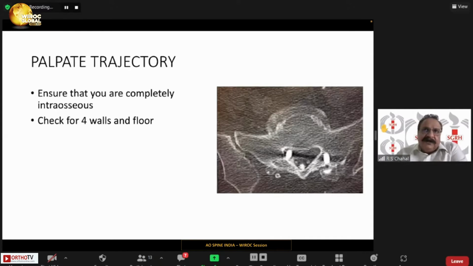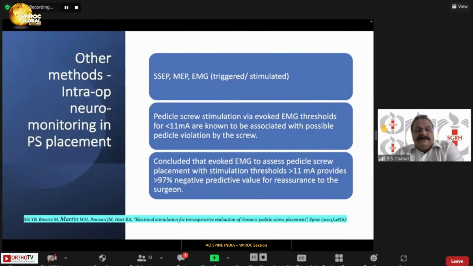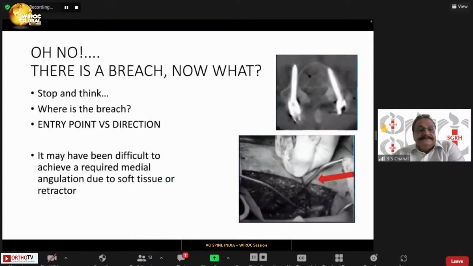So if there is any violation, you will get into that hole, and your smooth climbing up or down the stairs will have a different feel. So what are the other methods that you look into? You look into neuromonitoring, the triggered responses, the pedicle screw stimulations. Oh no, there is a breach. Now what to do? This is what we encounter.